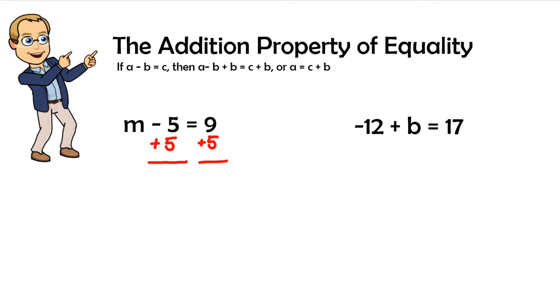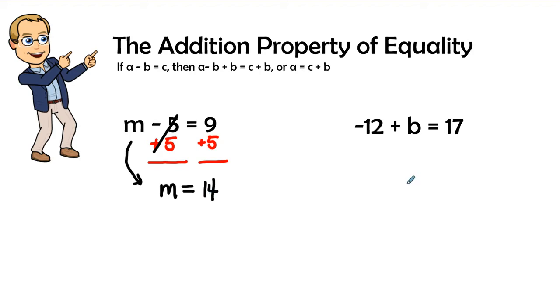equation. Now, once we have done that, we go ahead and bring the variable down. And this is the letter M. Now we know that negative 5 and positive 5 are inverses of each other, and so that is going to equal 0. And so it would be M plus 0, but we could go ahead and drop that 0 off. And then 9 plus 5 is 14. That is just a simple one-step addition property of equality. This is also known as a one-step equation.